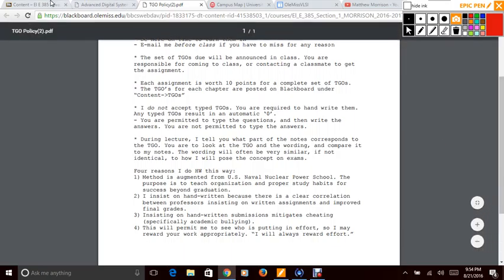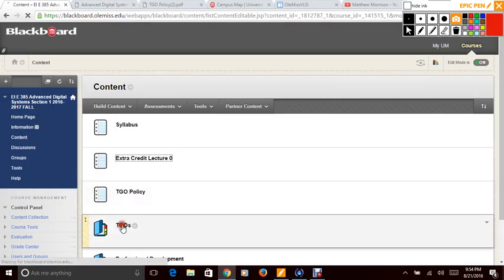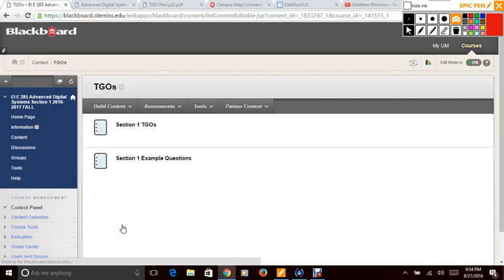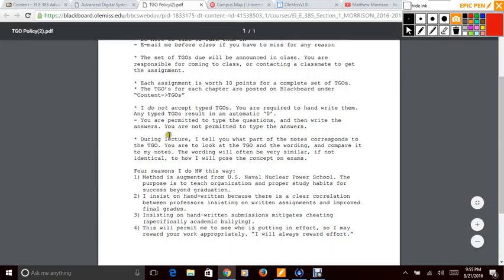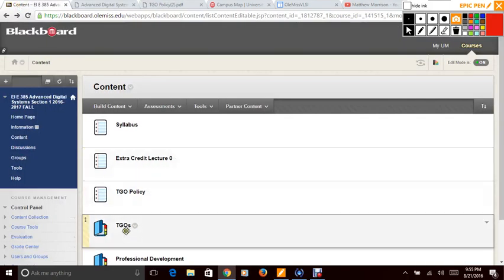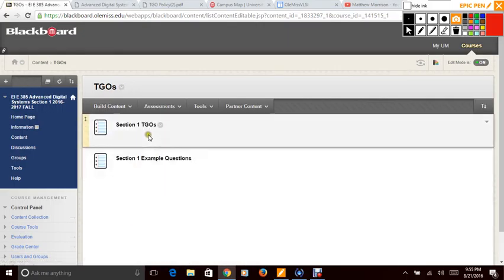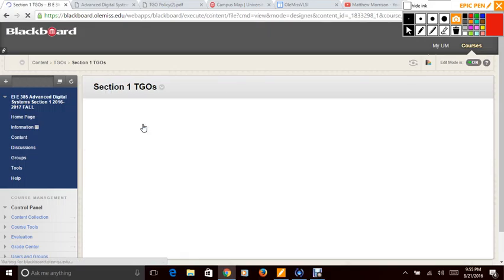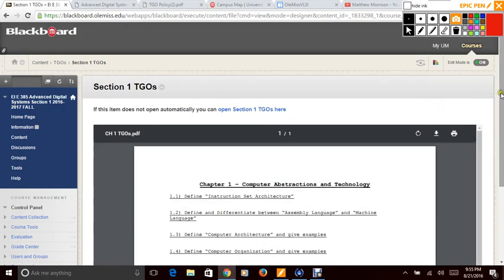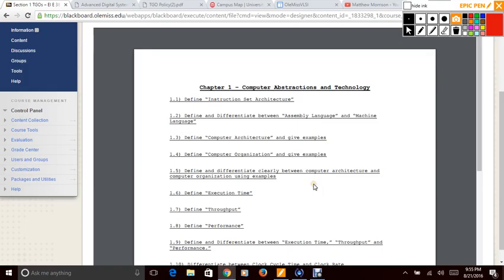Content, TGOs. So you go to Blackboard. Here's your folder right here. And it'll bring up, so this is section one, which we are starting out here. During the lecture, I will tell you which parts are due. The way this works is you should be very knowledgeable of the phrasing of these questions. Oftentimes, you will see on my exam either the exact wording of the question or very, very similar wordings.